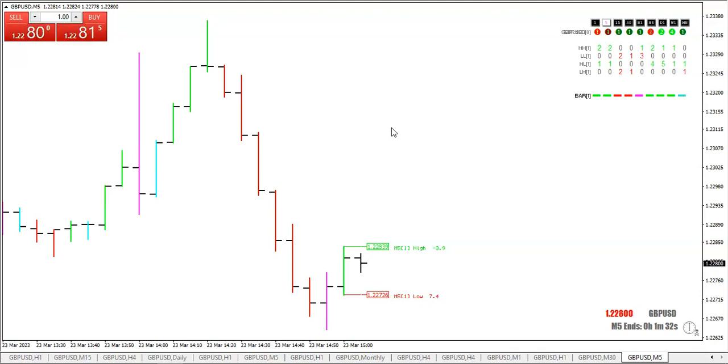So you have an inside bar state where it doesn't break out. You have an outside bar state where it breaks out of both sides. You'll either have a higher high or a lower low. So those are the four states.